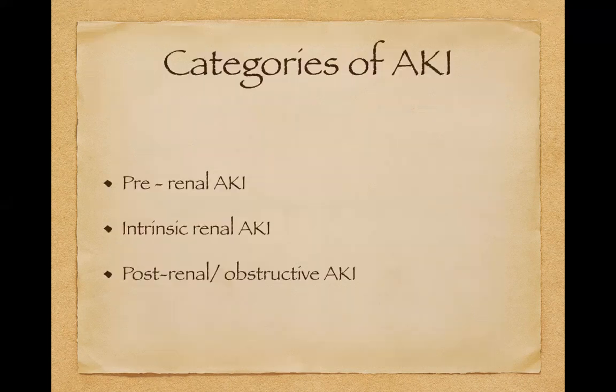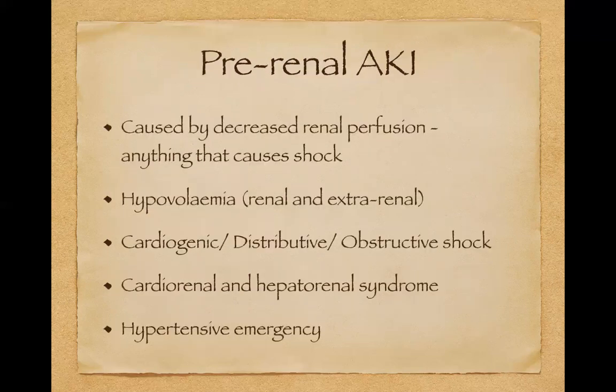So when it comes to AKI, there are 3 major categories into which we place them, and we kind of have to determine which category it is so that we can then start managing it appropriately. So you get your pre-renal AKI, your intrinsic renal AKI, and then your post-renal or obstructive AKI. So pre-renal is caused by a decreased perfusion to your kidney. So anything that causes shock will give you a pre-renal AKI. So typically that's hypovolemia. So you get your renal and extra-renal causes.